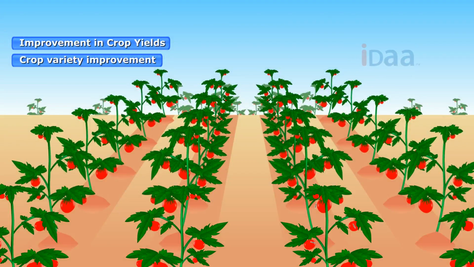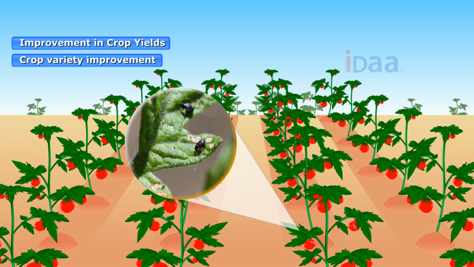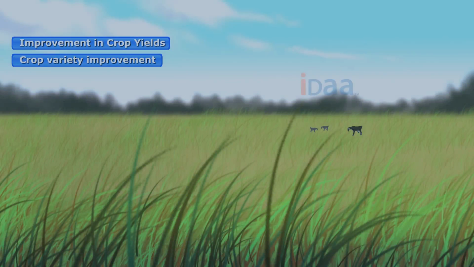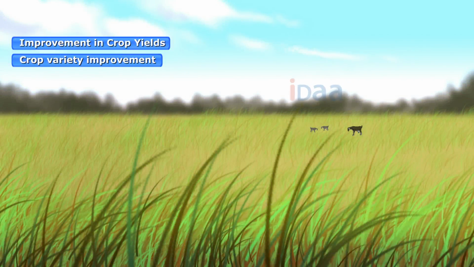Some of the factors for which crop variety improvement is done are varieties' resistance to diseases, insects, nematodes, heat, and cold, which can improve crop production. Short durations allow farmers to grow multiple rounds of crops in a year. Tallness and profuse branching are desirable characters for fodder crops.